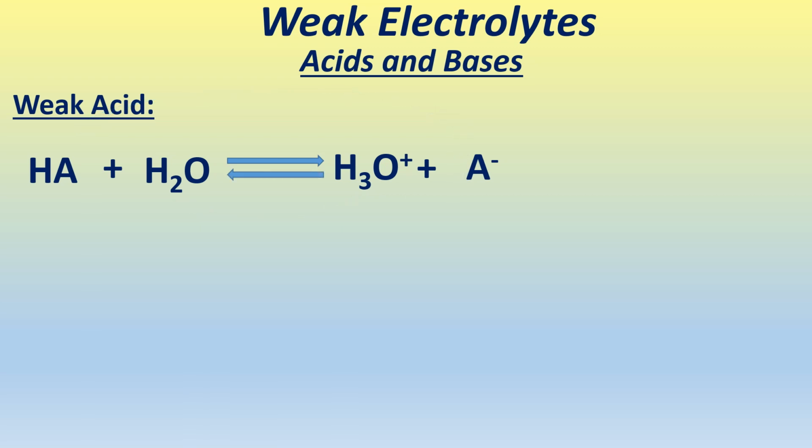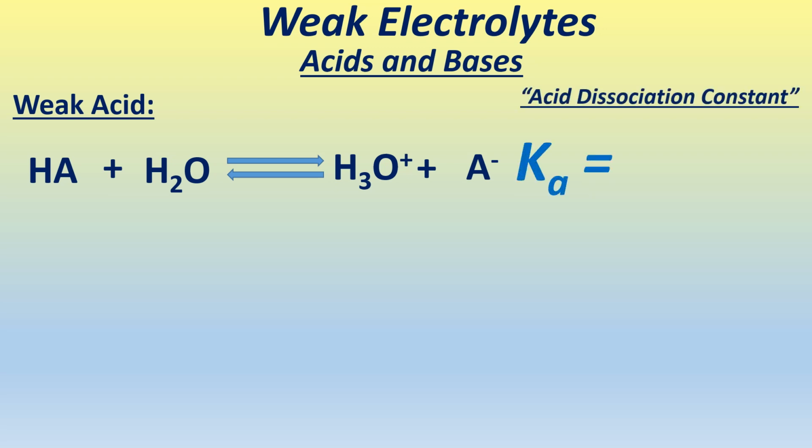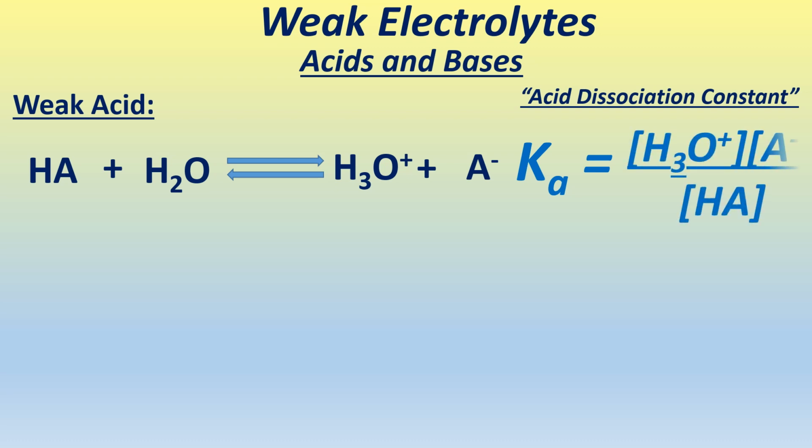Since you are in equilibrium, this reaction has an equilibrium constant of products over reactants. In this case, it is called the acid dissociation constant, with the lowercase a conveniently telling you that you're looking at an acid. Water is the solvent, so it does not show up in the equation. So you have Ka is H3O+ concentration times A- concentration over HA.